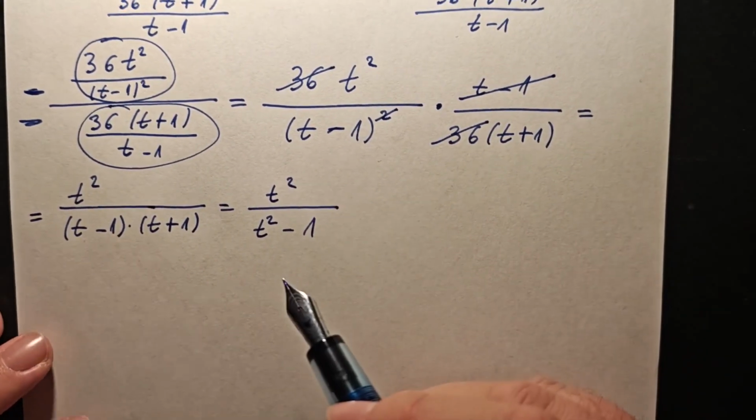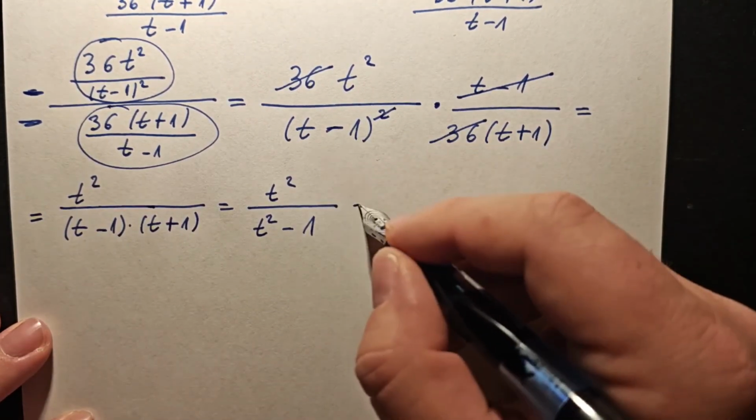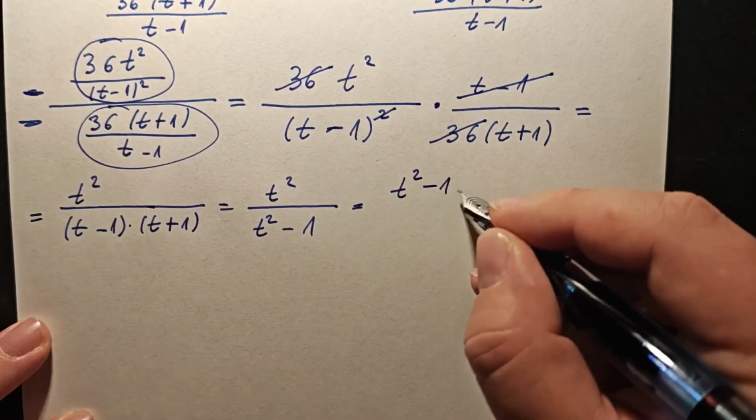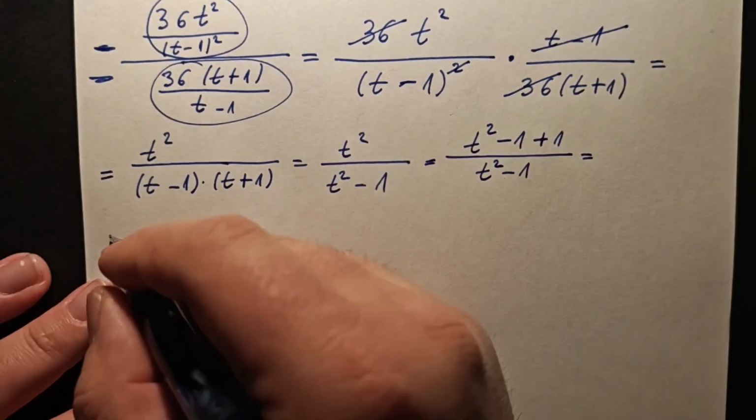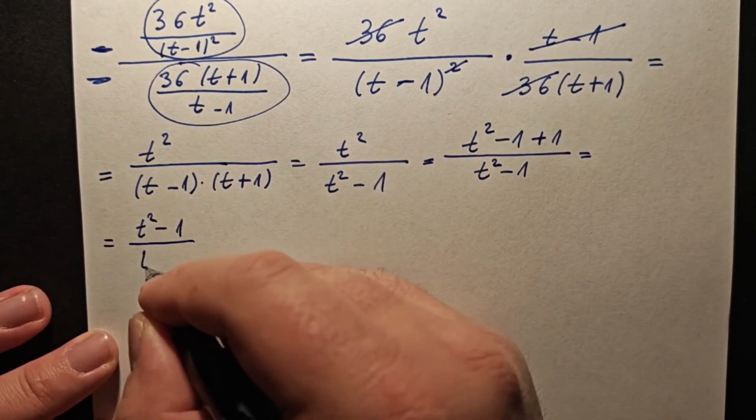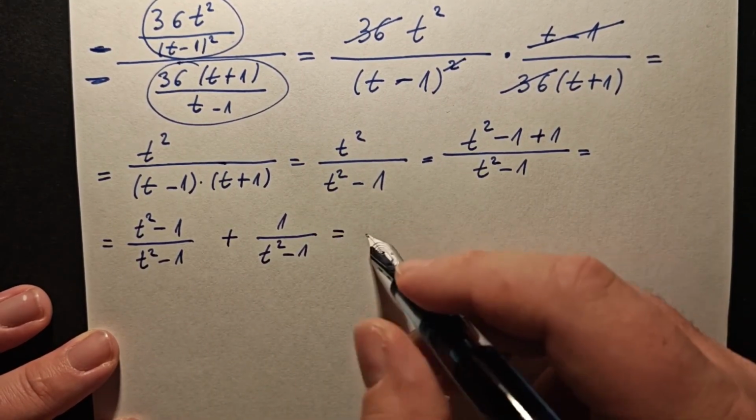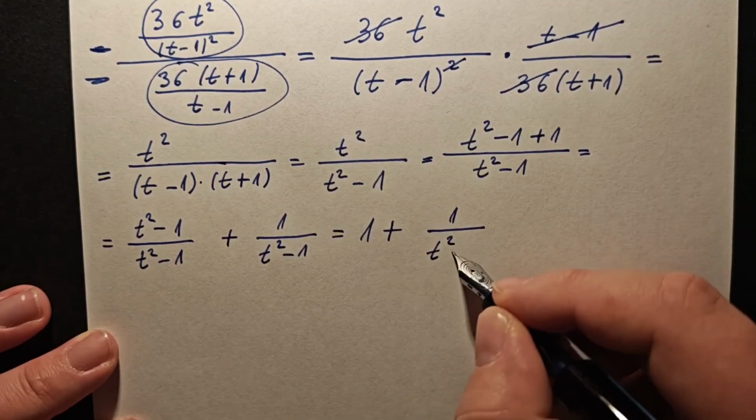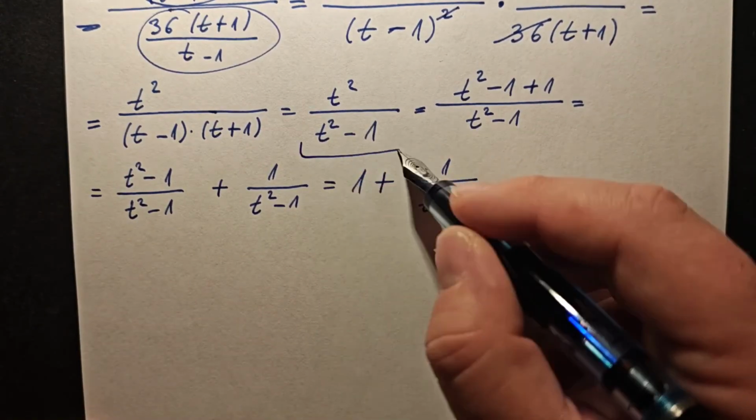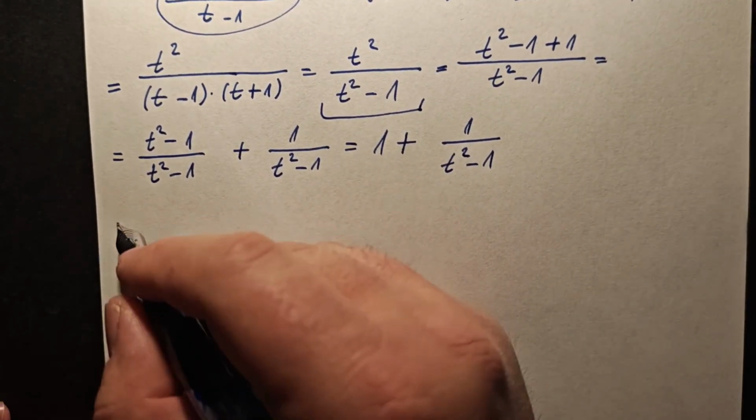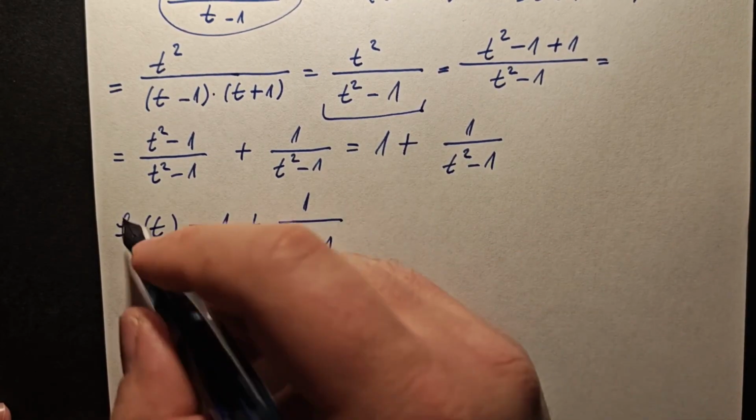We can play with this a little bit to write this in a nicer form by subtracting 1 and then adding 1 in the numerator. So (t² − 1 + 1) divided by (t² − 1) is equal to (t² − 1) divided by (t² − 1) plus 1 divided by (t² − 1), and that is 1 plus 1 over t squared minus 1. You can make this step, you don't have to, you can finish here. So we finally have that f of t is equal to 1 plus 1 over t squared minus 1.